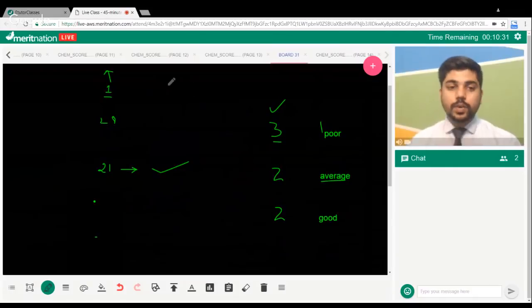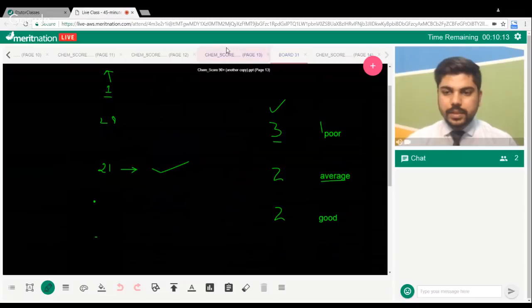Yeah, so my suggestion would be that you just stick to your NCERT. First of all, you need to do your NCERT fully. And once you are done with your NCERT, then only go for your sample paper or any reference book. Okay.